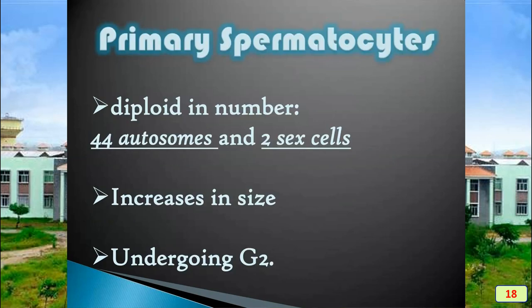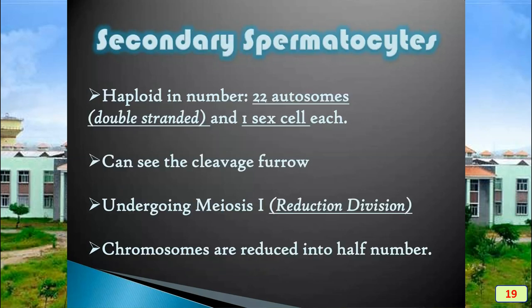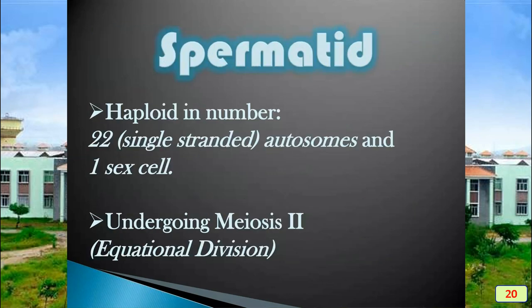Primary spermatocytes are diploid in number, with 44 autosomes. They are also increasing in size and undergo the G2 phase. Secondary spermatocytes are haploid in number, with 22 double-stranded autosomes and one sex chromosome each. You can see the cleavage furrow during meiosis 1, called the reduction division, where the chromosomes are reduced to half the number.